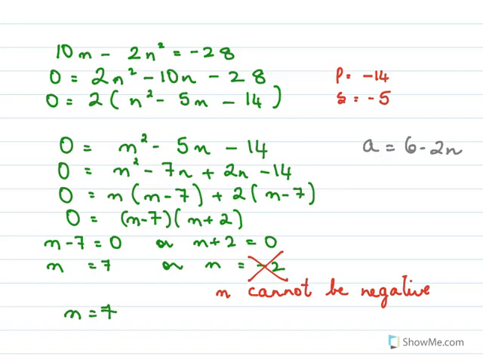Second part of the sum was to find a. So we know that by equation 1, a was 6 minus 2n. So a equal to 6 minus 2 into n, and we saw that n was 7. So your a will be 6 minus 14, and your a will be minus 8.